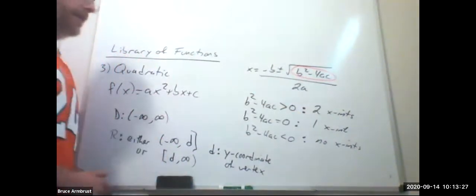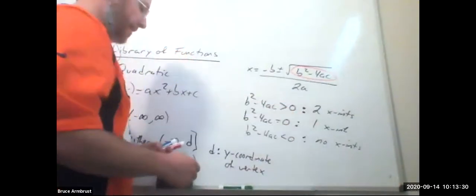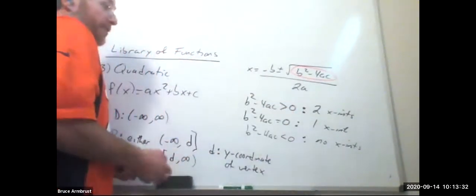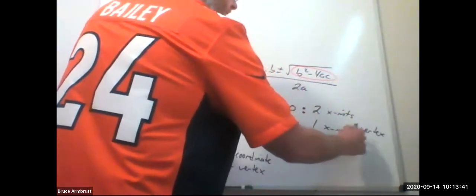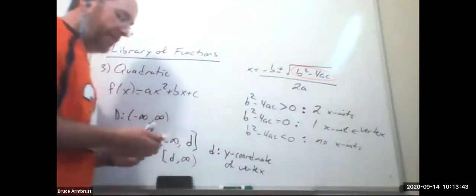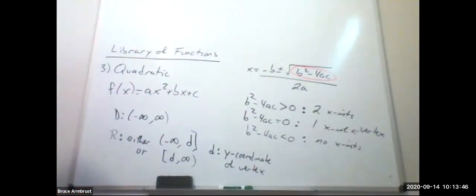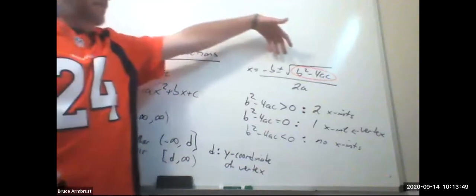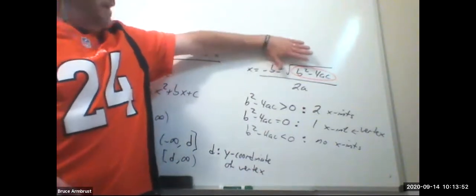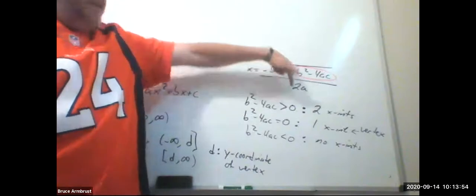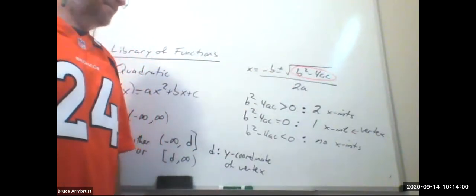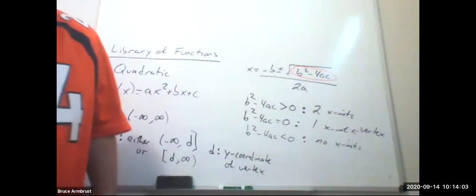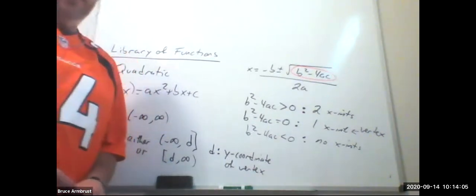And the other cool thing about this is that if it is just the 1 x-intercept, it's the vertex. So if you're in that situation, your 1 x-intercept is the vertex. Think about that: when that discriminant is 0, that square root goes away, and what you're left with is just negative b over 2a, which was the formula for finding the vertex. All right, so there's the quadratic.